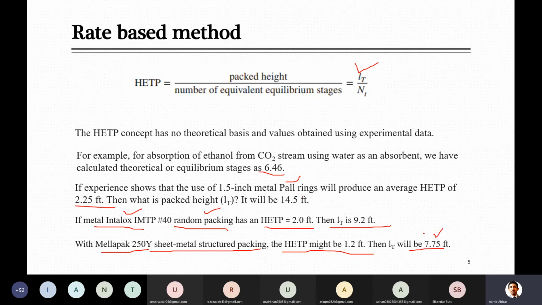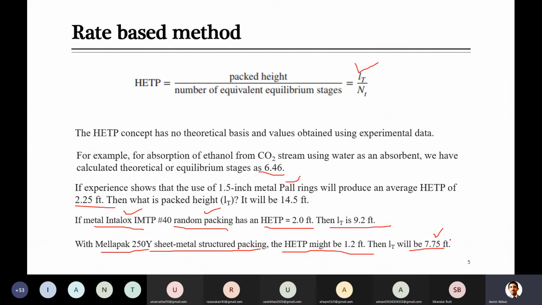So from here you can see that whenever you use different types of packing to get the same separation, you will need different heights of the packing. Due to this, it was mentioned earlier in the discussion of packing types that structured packings are the most efficient packings, and here you can see that for those packings HETP is a smaller number and you need a small height of structured packing.